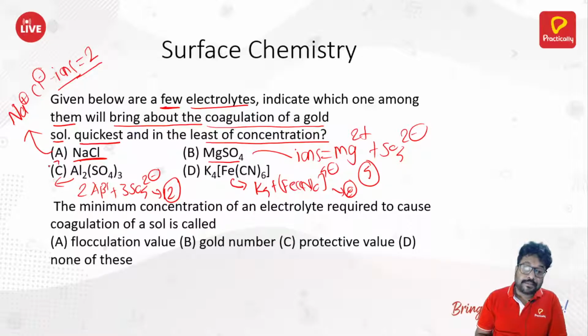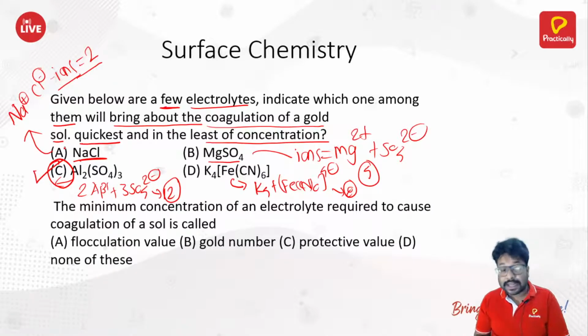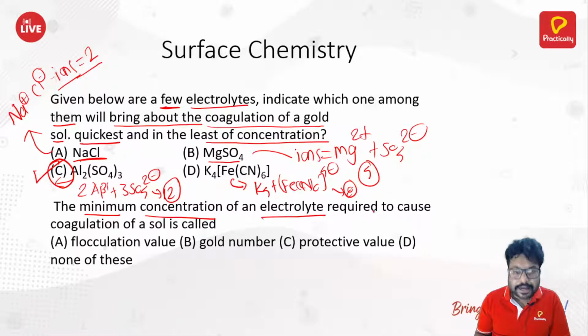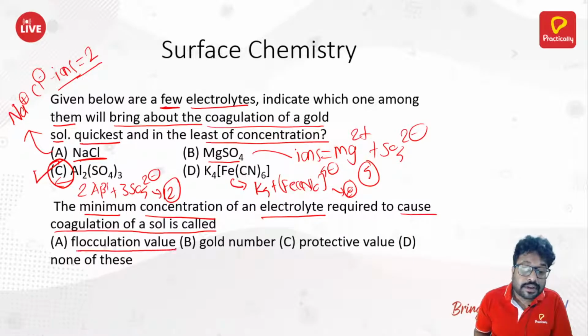That means this is the compound which should be able to coagulate the gold quickest, and it is the only compound which will require a least concentration for that to happen. Okay, that is why in this case our answer is C. Okay, now the last question. The minimum concentration of an electrolyte required to cause the coagulation of a sol is called the flocculation value.